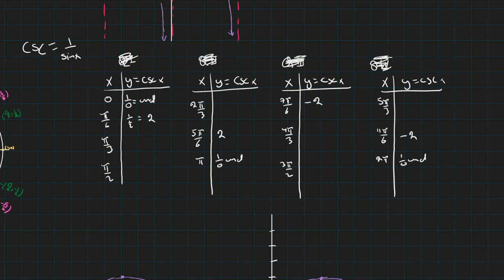Okay. Pi over 3, well, that's 1 over root 3 over 2. I'm not interested in that. That's some number. I don't care about decimals. Right? Pi over 2, this is just 1 over 1, which is 1. So that means 3 pi over 2 is going to be negative 1. All right. So now we have our numbers to work with. So we got this, we got this, we got this. And then we got this.